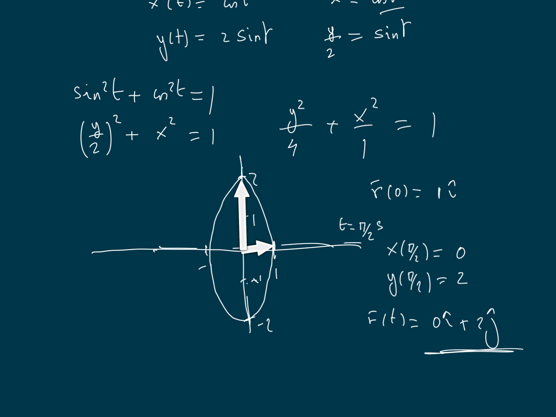So what is the orientation? Well, the orientation is counterclockwise. It's moving in this direction. You are moving in an ellipse in the counterclockwise direction. And this is the problem. Let's go to the next one.